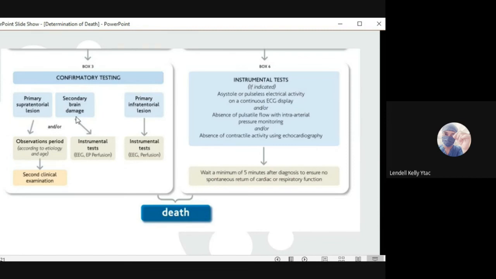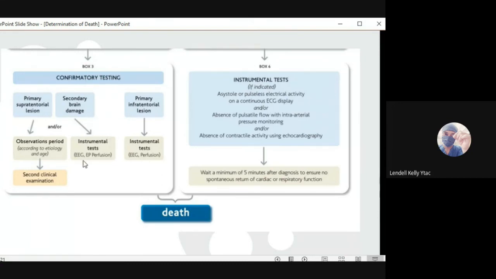So, primary supratentorial lesion. So, usually makita na siya sa parts ng brain sa tentorial area, katong murag sheet, na nag-divide sa imong ventricles in your brain. So ang tentorial area. Pag mayroong lesion dyan, observed period according to etiology, second clinical examinations, and we could use EEG.